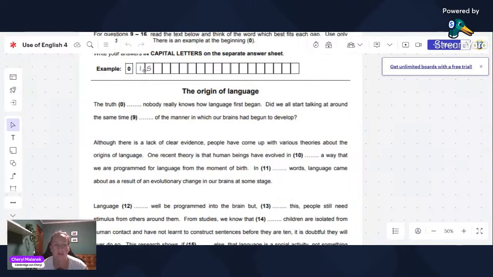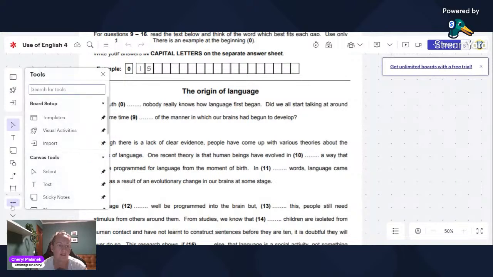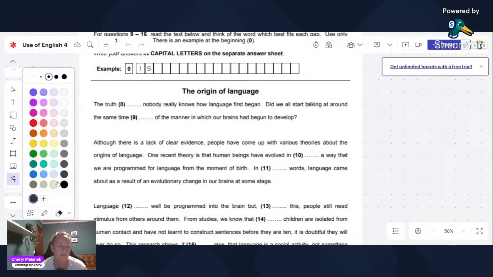So 0 is done for us. The truth is nobody really knows how language first began. Did we all start talking at around the same time of the manner in which our brains had begun to develop? Okay, so an important thing for me there is this preposition of. Okay, so this is helping me a lot. This is giving me a clue.